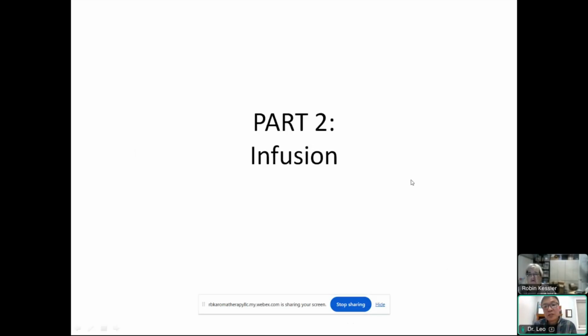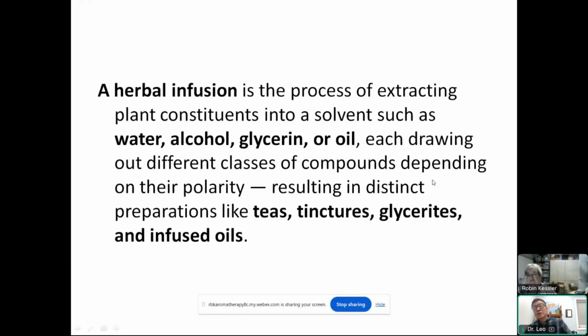Now let's go to the second part about infusion. So infusion is a solvent extraction process. We normally use water, alcohol, glycerin, or oil. Because of the properties of the solvents, they draw different kinds of compounds out of the herb, and they lead to teas, tinctures, glycerites, and infused oil.